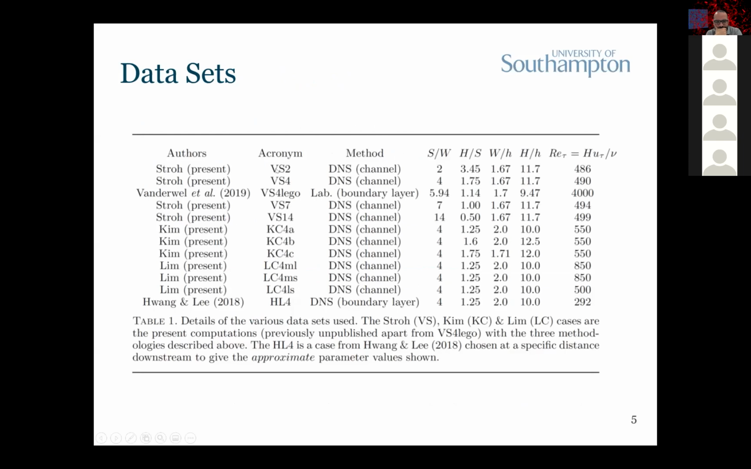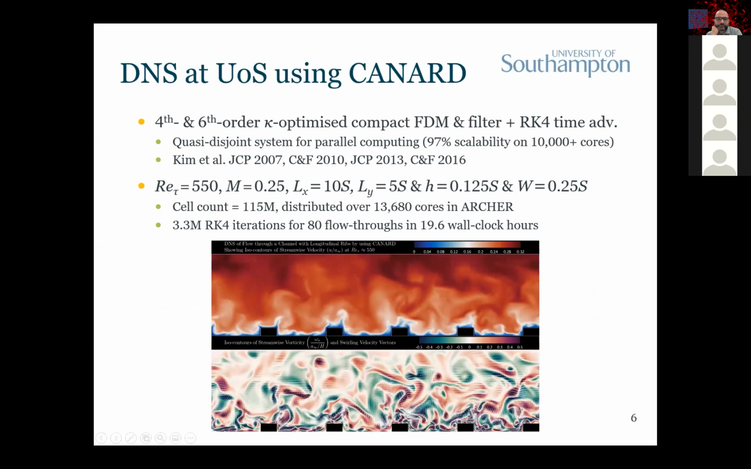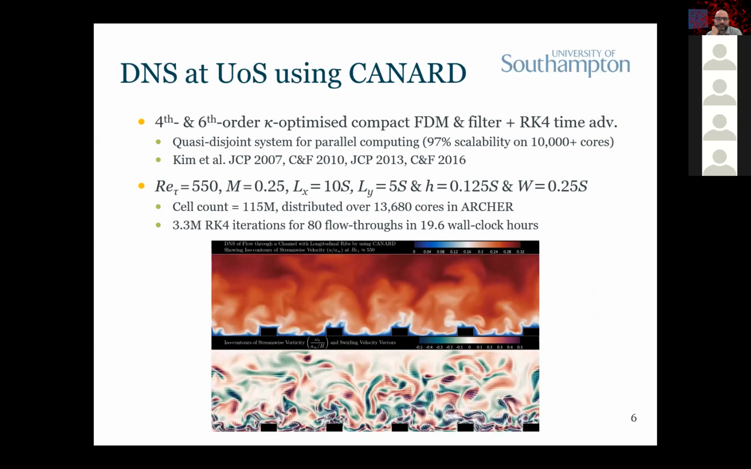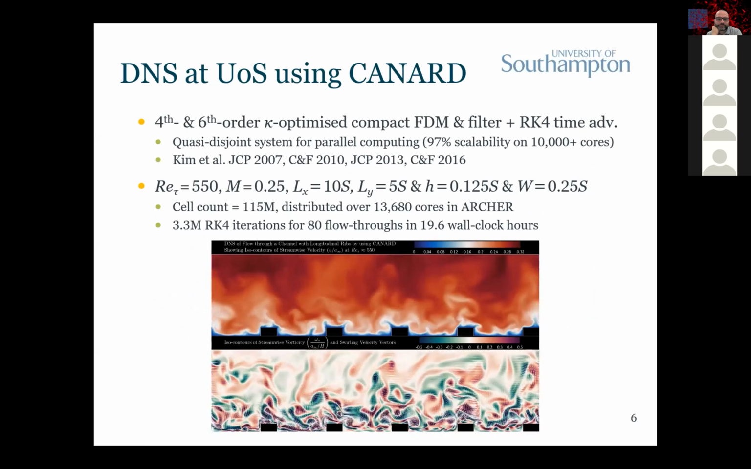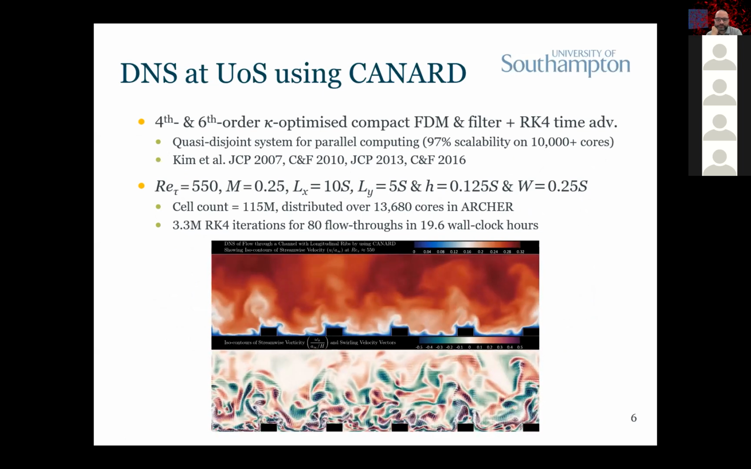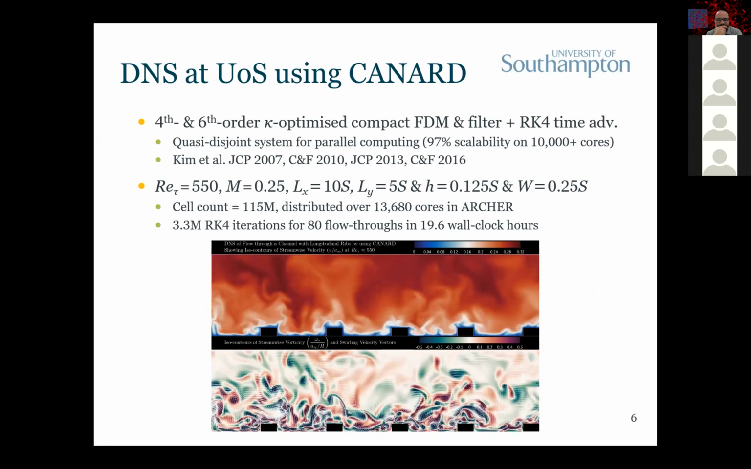VS denotes work from Alex Stroh from Karlsruhe, and KC denotes the work from Southampton. LC denotes work from South Korea. So there are 3 different DNS codes that were used for this work, but let me briefly introduce the code that was used from Southampton, supported by UKTC.